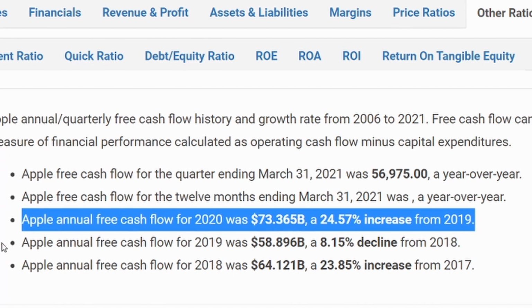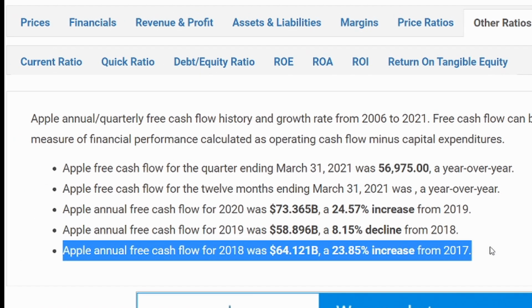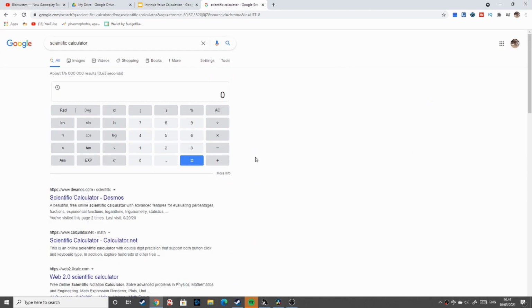So the average cash flow for Apple for the last 3 years is going to be these 3 numbers summed up and then divided by 3, of course. Hopefully you know how averages work. And this is going to amount to 65.46 billion. So let us go ahead and use that number.